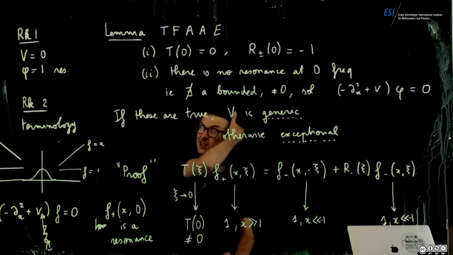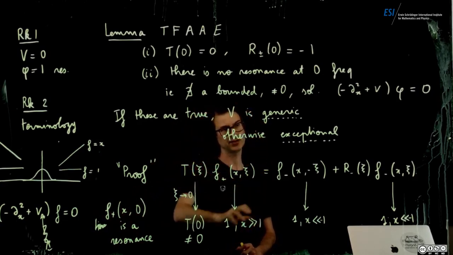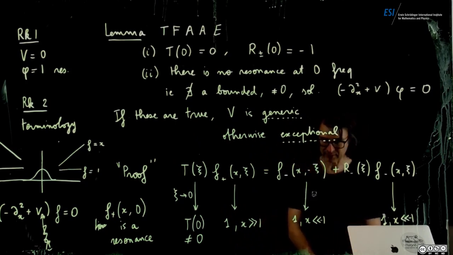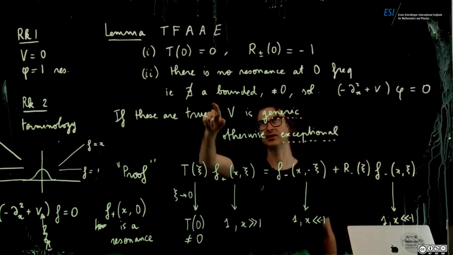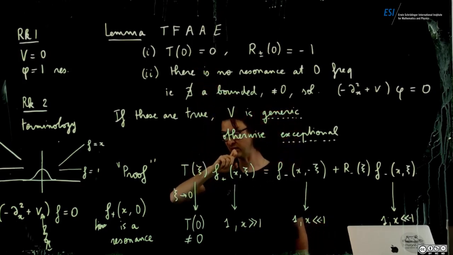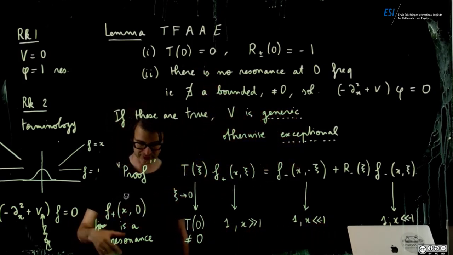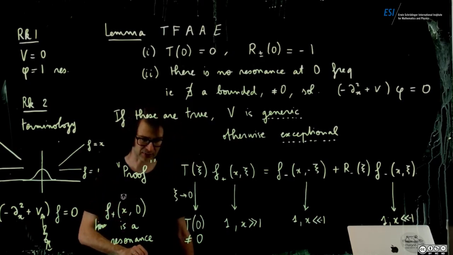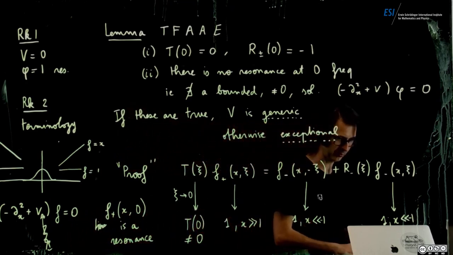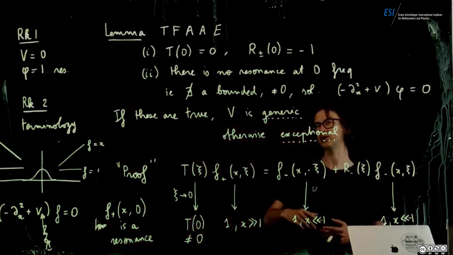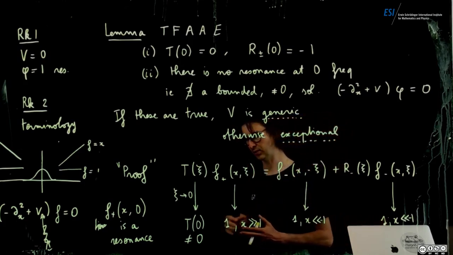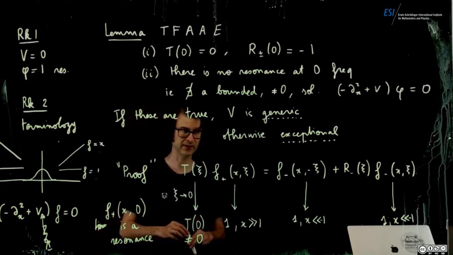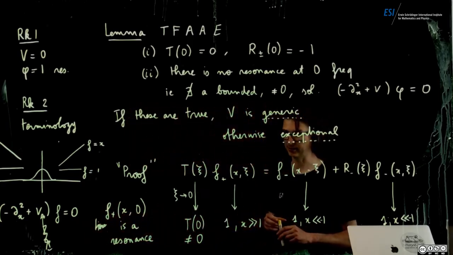Okay, so that's what generic versus exceptional potentials mean. And the fact that, for instance, T is zero or not at zero, will have very remarkable consequences on the Schrödinger group. So it's not just a technical consideration. It will be dynamically very relevant, and we'll come back to that next time.